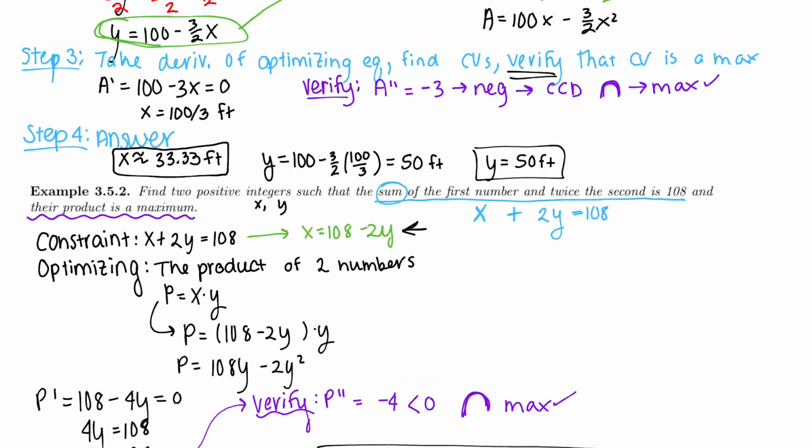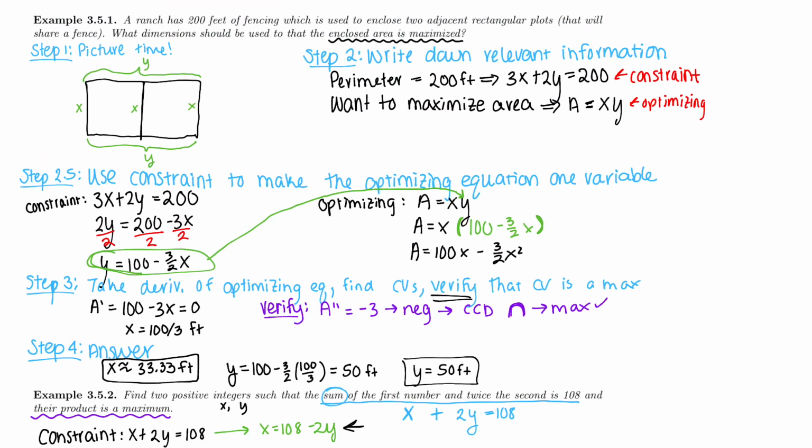So if we look at this very first example we did, where we had fencing, you're drawing a picture if you can, you're writing down relevant information. One of these is going to be an equation. So oftentimes both variables are involved and it's equal to a number. There's some kind of constraint here. And that's your constraint equation. Your optimizing equation is going to be the equation of the thing you're trying to maximize or minimize.